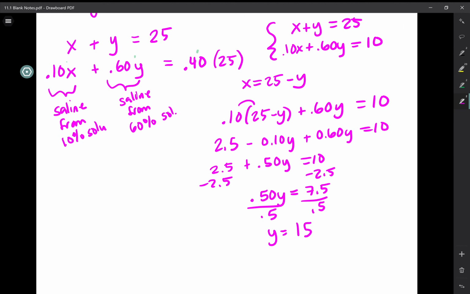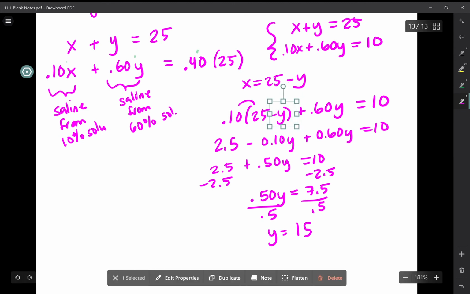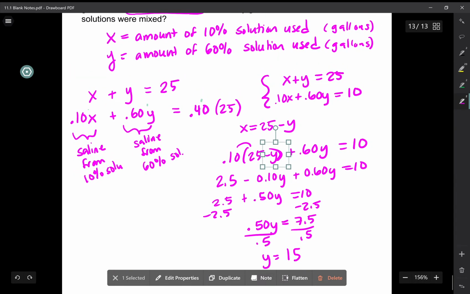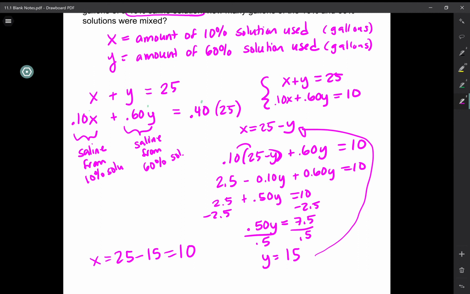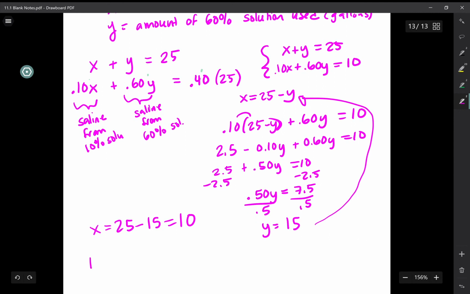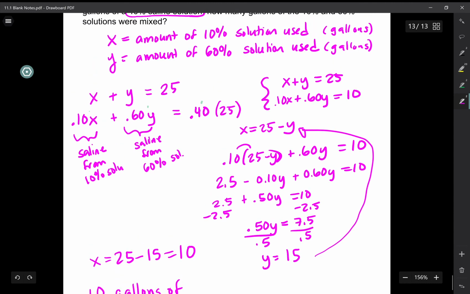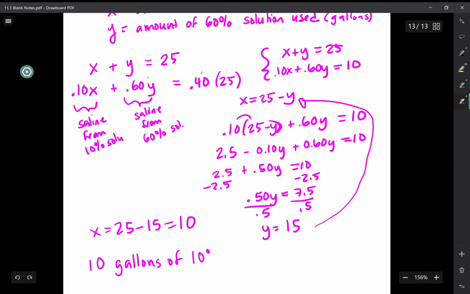15 gallons of Y. What was Y? I had to do so much writing I can't even remember. Well, let's go back and figure it out in a second. 15 is Y. I bring that back up here. X equals 25 minus Y, which is 15, so X equals 10. So how much of each solution was mixed? 10 gallons of the 10% solution and 15 gallons of the 60% solution.